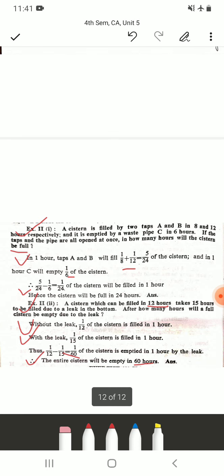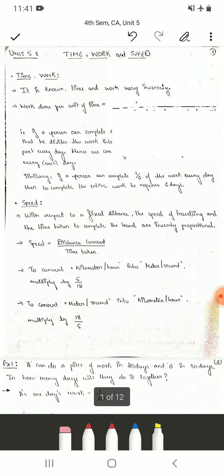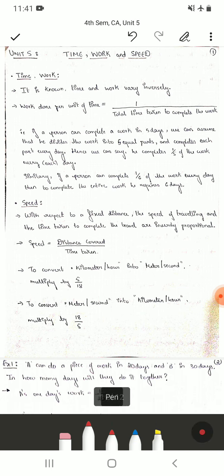So in the next class we will solve problems on speed, and you just remember this formula: speed is equal to distance covered divided by time taken, and how to convert kilometer per hour into meter per second and vice versa. Thank you.